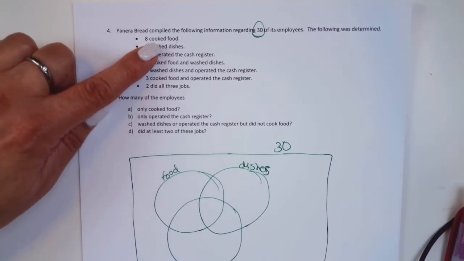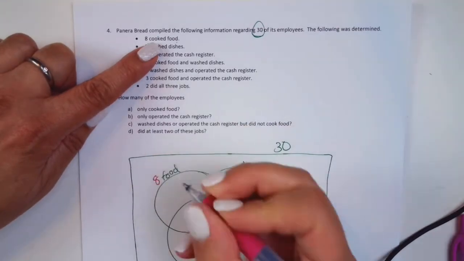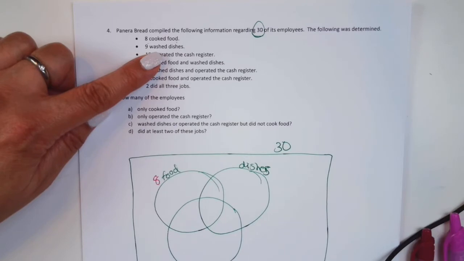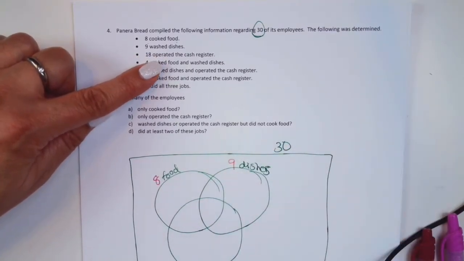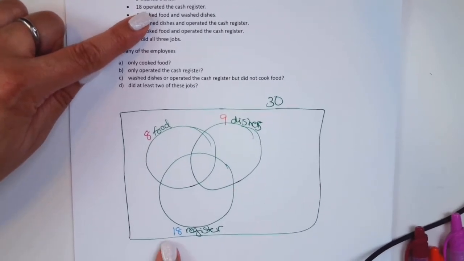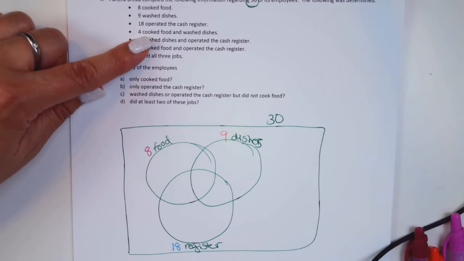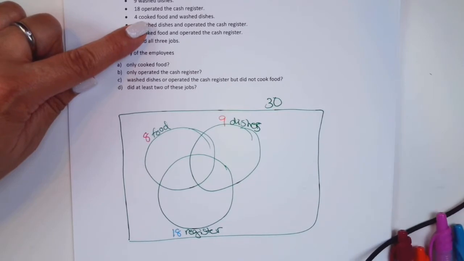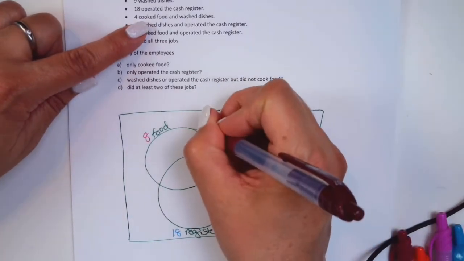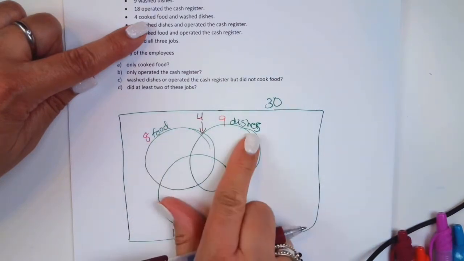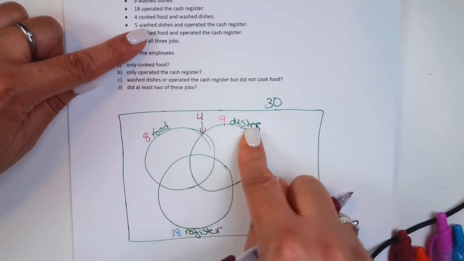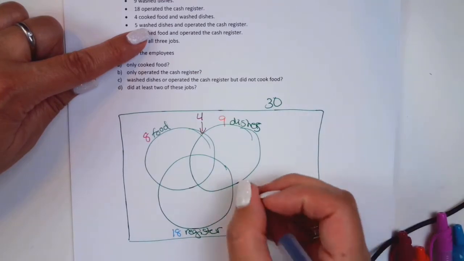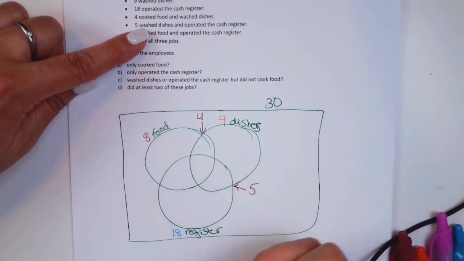Now, 8 cooked food. So 8 goes here. 9 washed dishes. 9. 18 operated the cash register. 18 goes down here. 4 cooked food and washed dishes. So cooked food and washed dishes. Let's put 4 in here. 5 washed dishes and operated the cash register. So 5 goes in here.